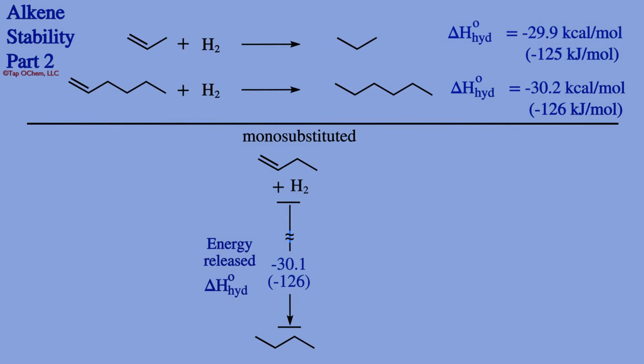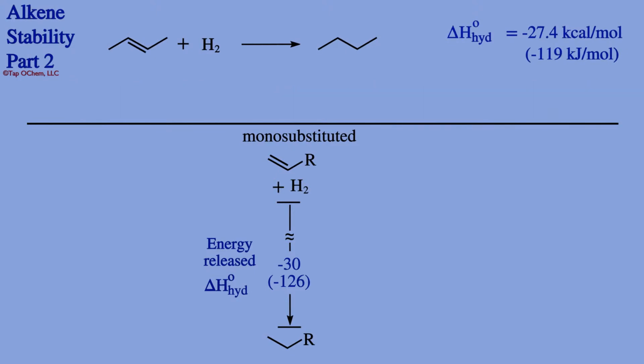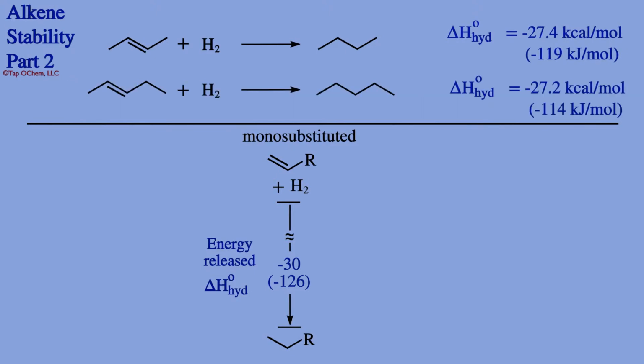With this in mind, let's modify the bottom alkene and replace the alkene substituent group with an R group for the reactants and the products. Now let's look at disubstituted alkenes. First, we will look at two alkenes with trans-substituents, trans-2-butene and trans-2-pentene. When these are hydrogenated, they release slightly more than 27 kilocalories per mole of energy. Again, this is a general value for trans-alkenes, so let's plot this in the bottom section.